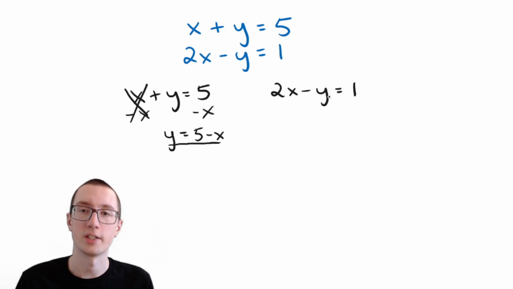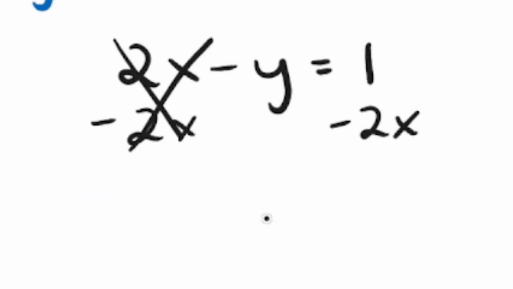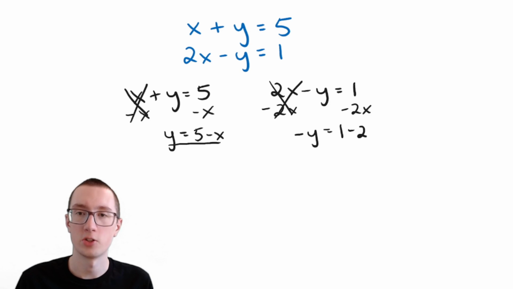So now let's solve for Y on the other equation. In this case, we need to get rid of this 2x to get y by itself. So we need to subtract 2x from both sides of the equation. On this side, these cancel out. And no, we're not left with just y. Remember, this minus sign is to say we're left with minus y. And on the other side, we're left with 1 minus 2x.